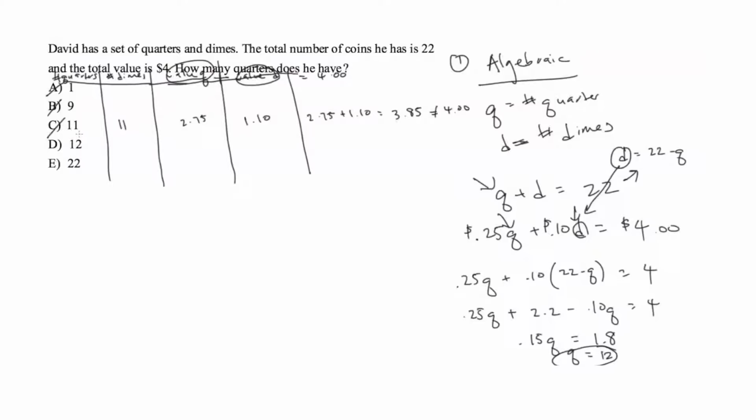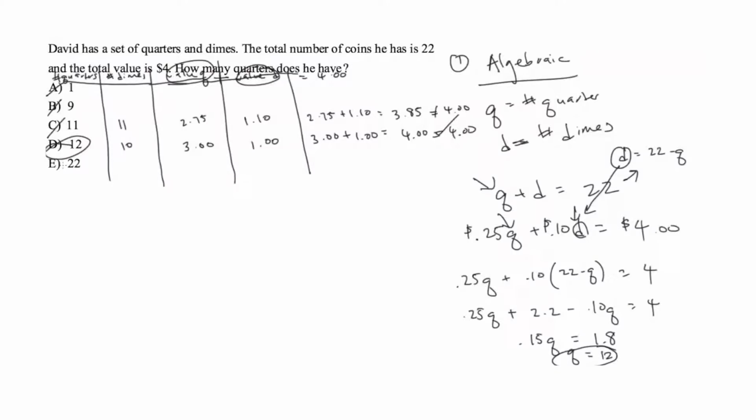Anyway, if we go down to answer choice D, let's say that he has 12 quarters, which means he's going to have 10 dimes, because again 12 plus 10 is equal to 22. Then the value of the quarters, 12 times 0.25, gives us $3. 10 times 0.10 gives us an even dollar, and $3 plus $1 is equal to $4, which is our target value. So again, we just confirmed our answer.